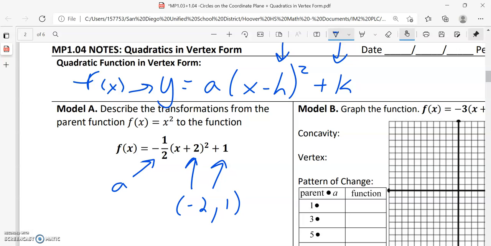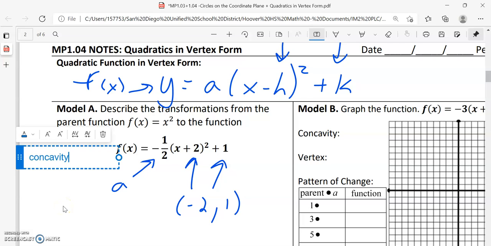So negative means that our concavity, it's hard to see. I'm going to type it out instead. I'm trying to type out all of the transformations. So our concavity is down because it's negative. Our a value is 1/2, so our graph is going to be flattened, or compressed. Graph will compress.